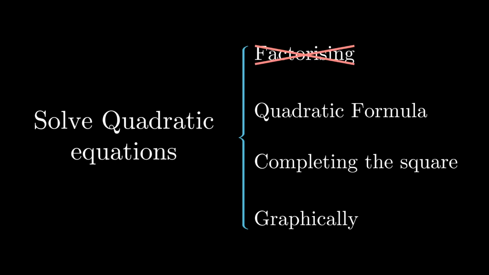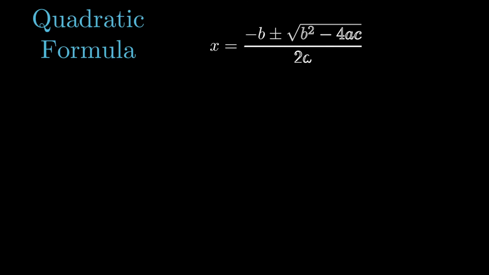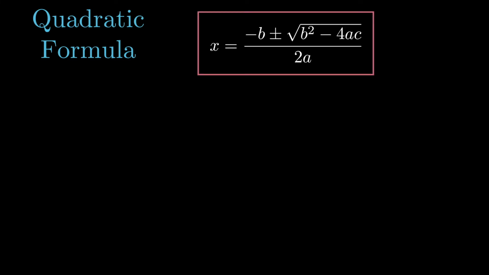Now in this video we are going to use the quadratic formula. So what is the quadratic formula? The quadratic formula is probably the easiest method out of the four, and the formula is x is equal to minus b plus or minus square root of b squared minus 4ac over 2a. This you must memorize for the exam and you must know how to use it.